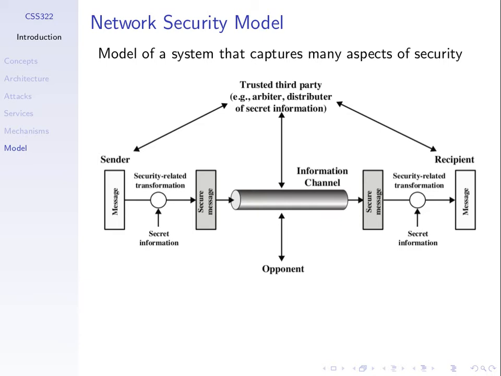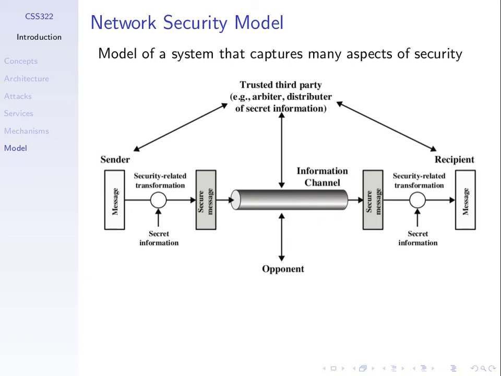We can provide security if the recipient can, from the secret message, perform some transformation and get the original message back. If they can do that, then A has got the message to B. And importantly, the opponent should not be able to do that. The opponent, if they receive the secret message, should not be able to get the original message from that. If that happens, then we've provided some form of confidentiality or security. And that's the main form of security that we'll see, at least in the first few lectures.